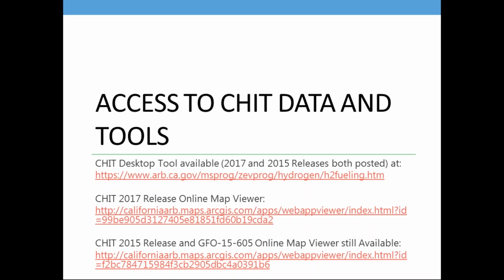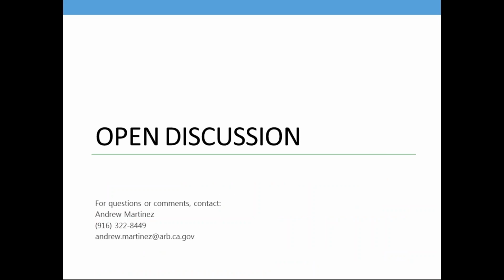So I think the next slide's the end of it. This is where the links are for access to the CHIT desktop tool, the 2017 online map viewer, and the 2015 online map viewer is still available. These two links at the bottom are actually also available at the link on the top. So that first link is really your most important one. Next slide.